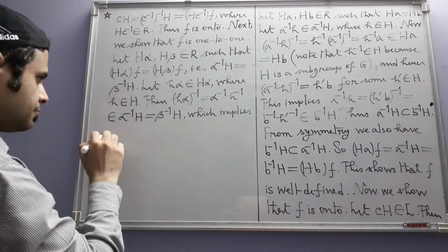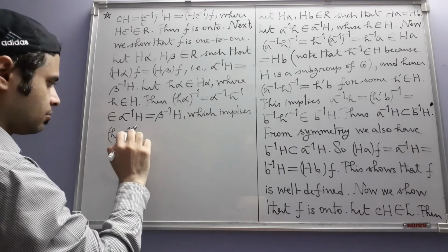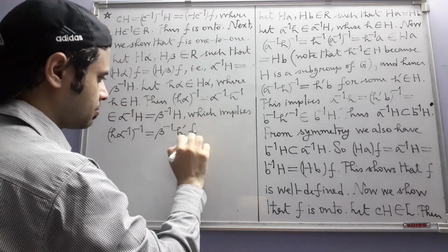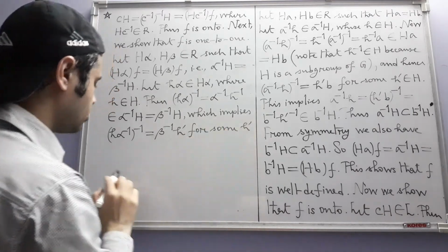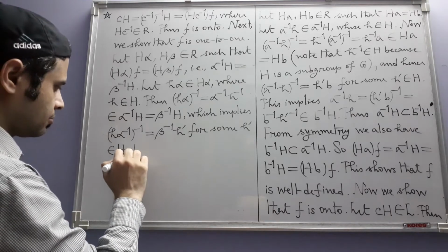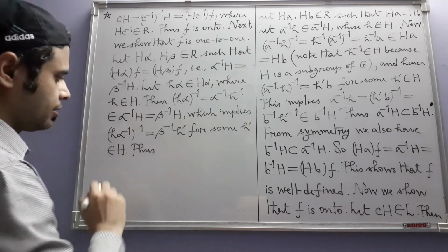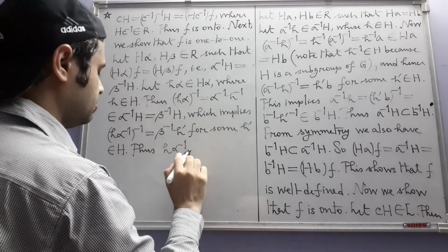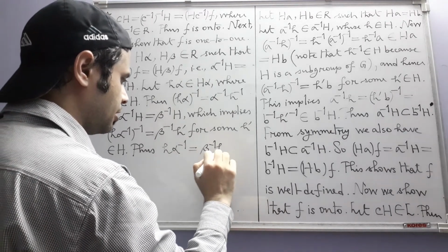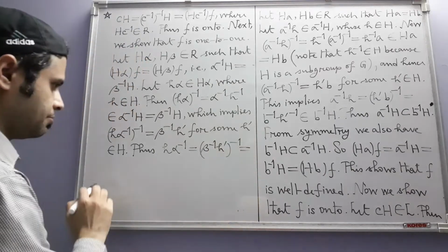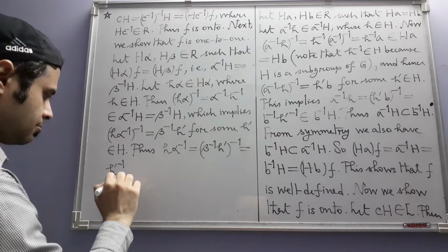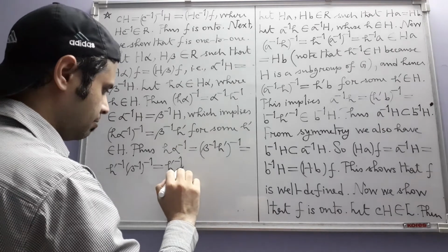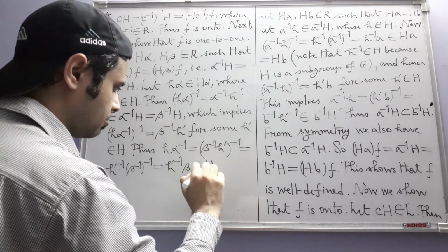which implies H alpha inverse whole inverse is equal to beta inverse H prime for some H prime belonging to H. Thus, if we now take inverse on both sides, we will have H alpha inverse is equal to beta inverse H prime whole inverse, and that is equal to H prime inverse times inverse of the inverse of beta, which is nothing but beta itself, and this belongs to H beta.